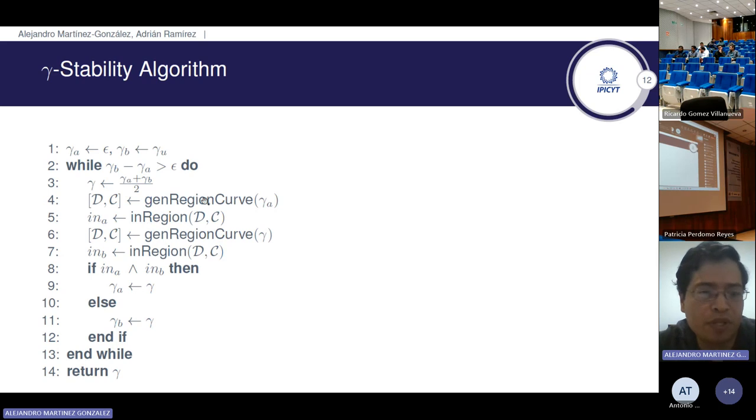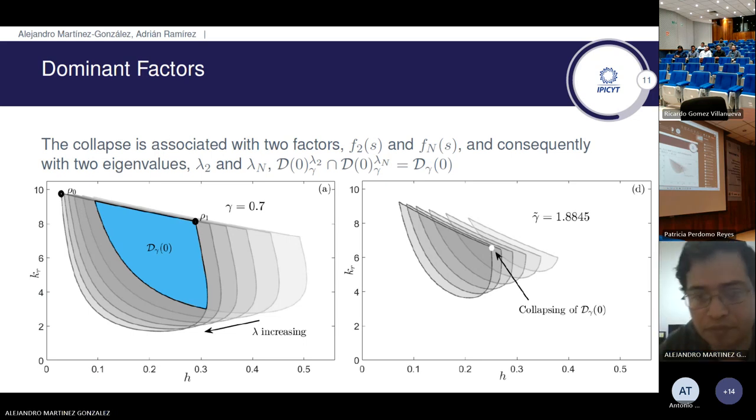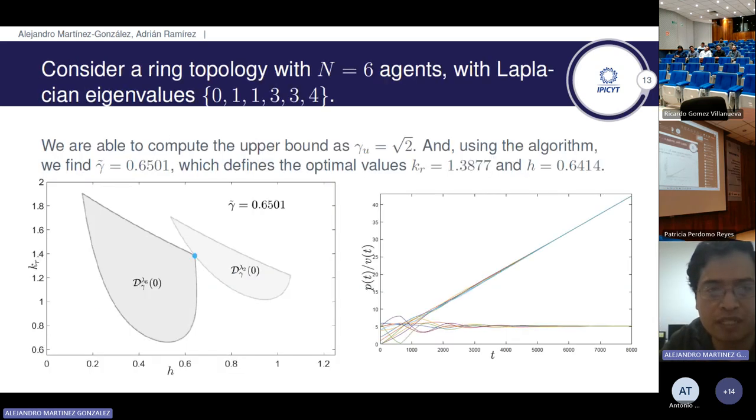And for this purpose, we compute the region from the first factor and the region of the last factor, and we see if there is an intersection between them. So we repeat this process by dividing the section by two, and we are able to find the maximal gamma. So this is an intuitive algorithm which is capable of finding the maximal gamma. Let me explain this with an example.